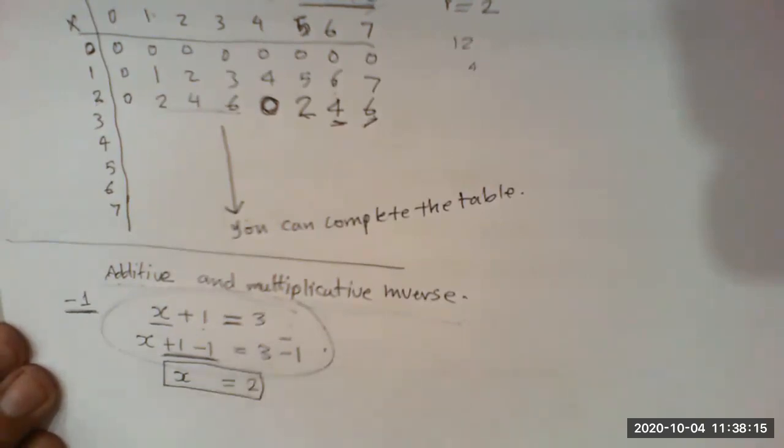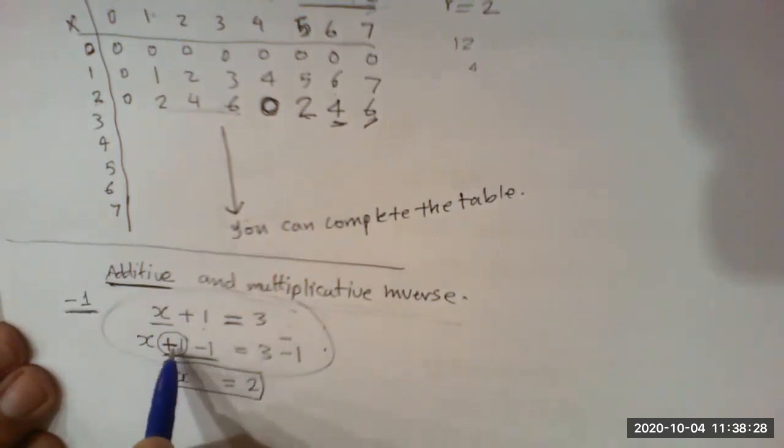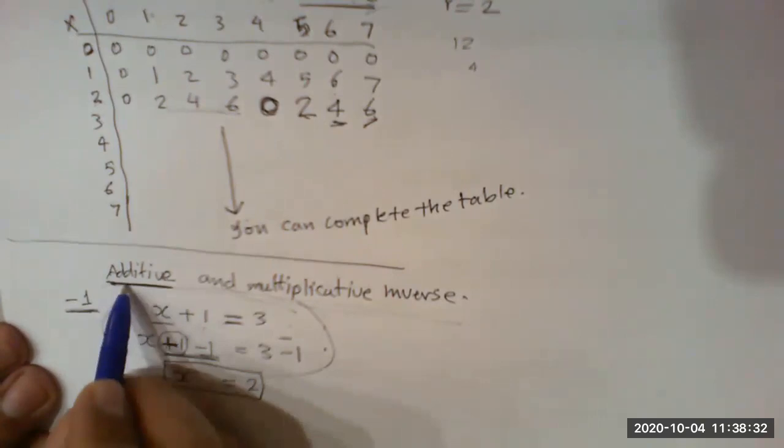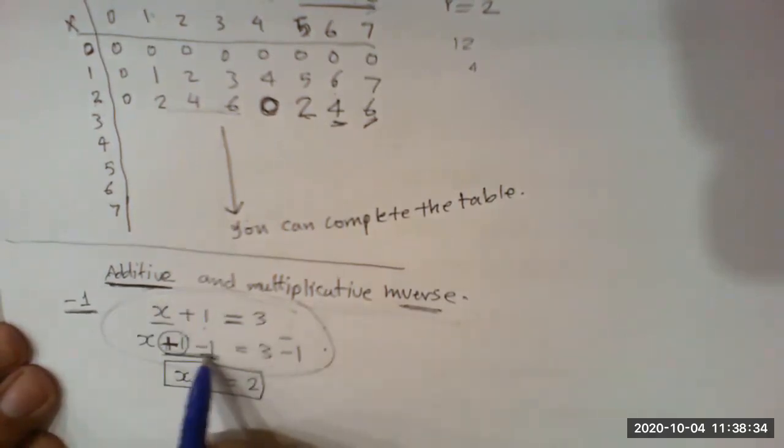What I have done right now is I have added the additive inverse of +1. So I have additive inverse, which is for mathematics, for +1, I have inverse, additive inverse, which is -1.